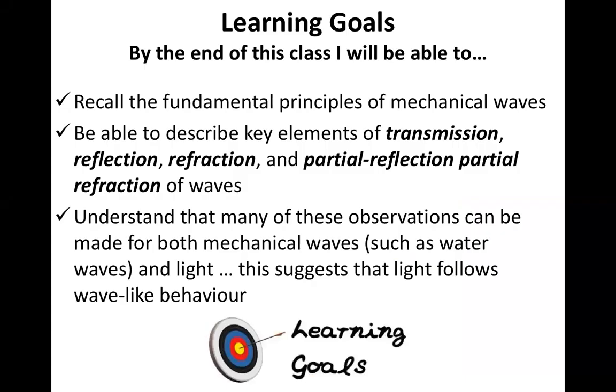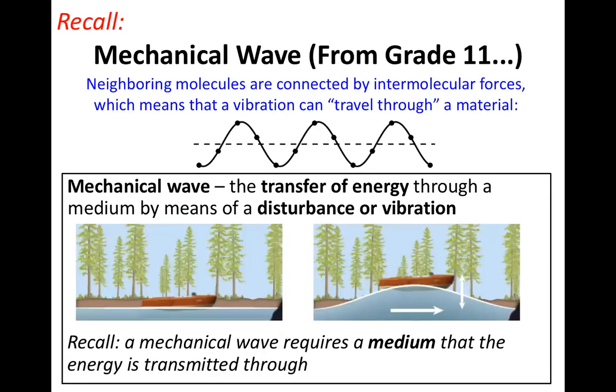By the end of this first half of the lesson, we're going to recall the principles of mechanical waves and be able to describe transmission, reflection, refraction, and partial reflection, and understand how those observations can be made for both mechanical waves, such as water waves, and light. This suggests that light follows wave-like behavior.